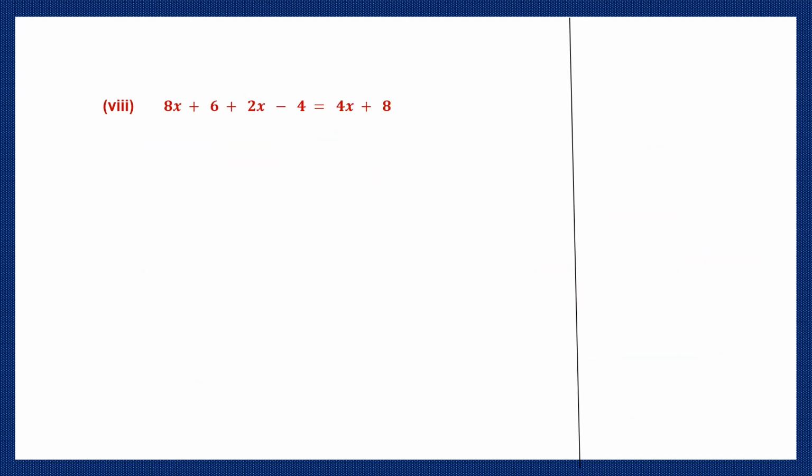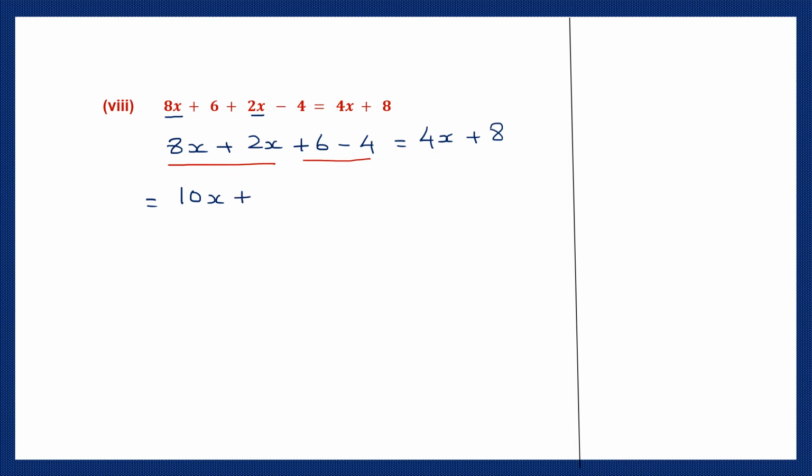Question 8. So here again we have like terms. So let's put them together: 8x plus 2x. And then we have the whole numbers, plus 6 minus 4, which is equal to 4x plus 8. So now let's work this out. 8x plus 2x will be equal to 10x. And then here we have plus 6 and minus 4. When signs are different, put the sign of the bigger number and subtract. 6 minus 4 is 2. So this is equal to 4x plus 8.